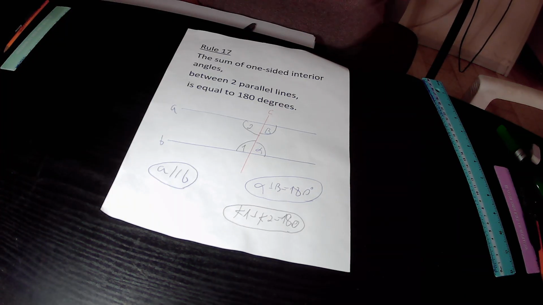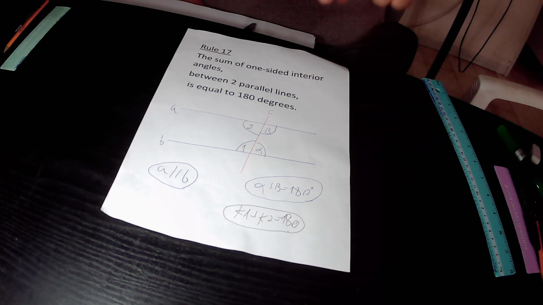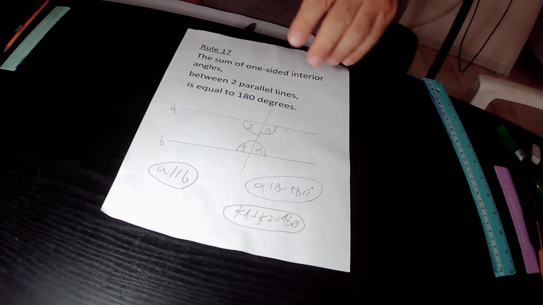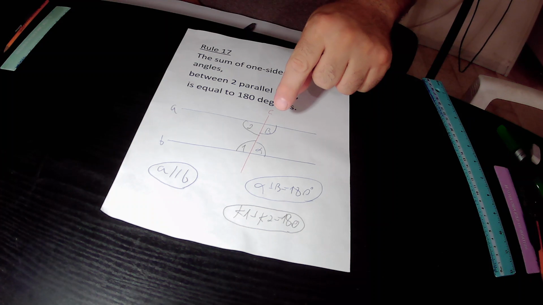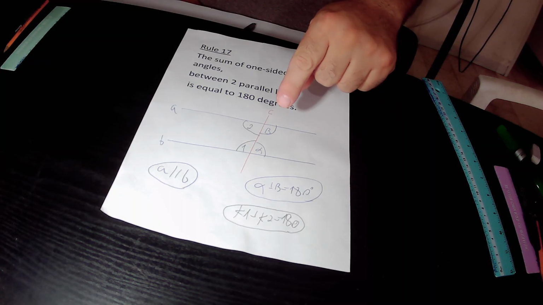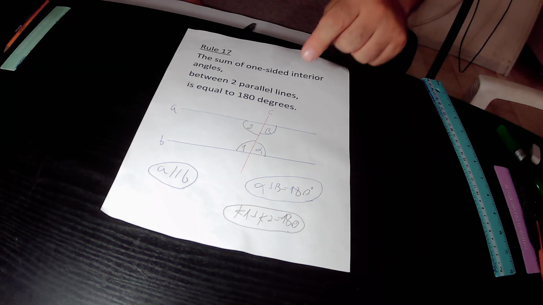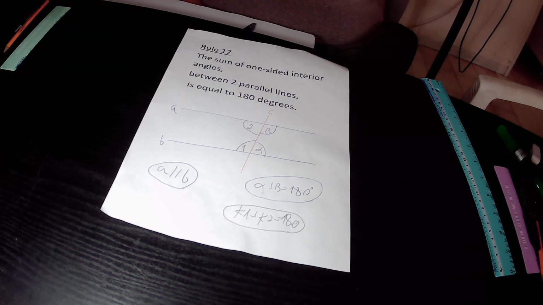Those two angles, alpha and beta, are defined as one-sided interangles. They are one-sided angles because both of them are located on the same side, that is the left side of the red line C. And they are interangles because both those two angles are located between the parallel lines A and B. So in total, those two angles are defined as one-sided interangles.